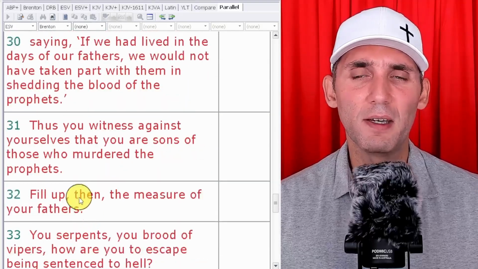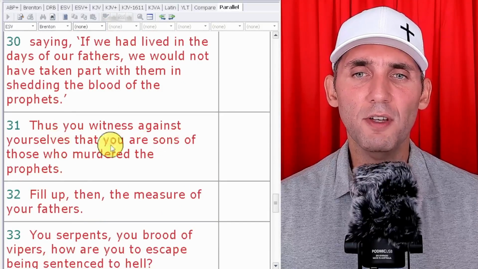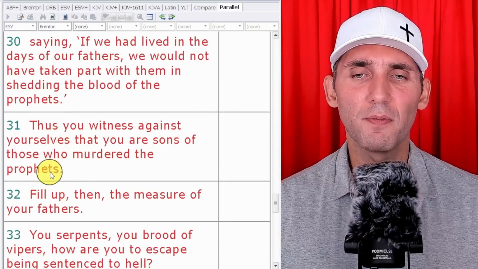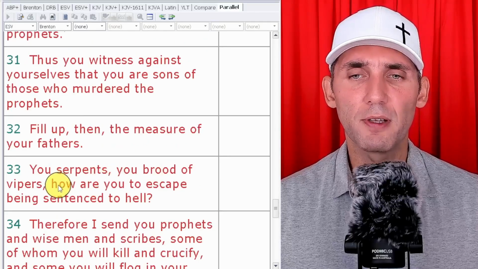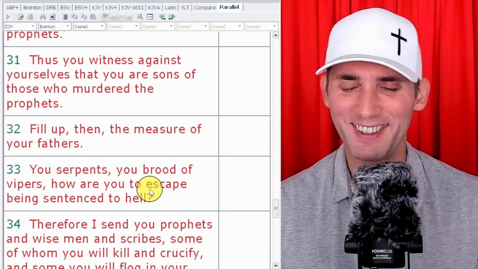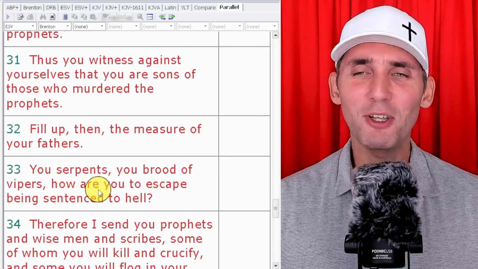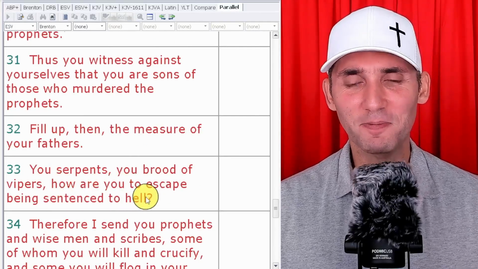Verse 31. Thus you witness against yourselves that you are sons of those who murdered the prophets. Fill up then the measure of your fathers, you serpents, you brood of vipers. How are you to escape being sentenced to hell?